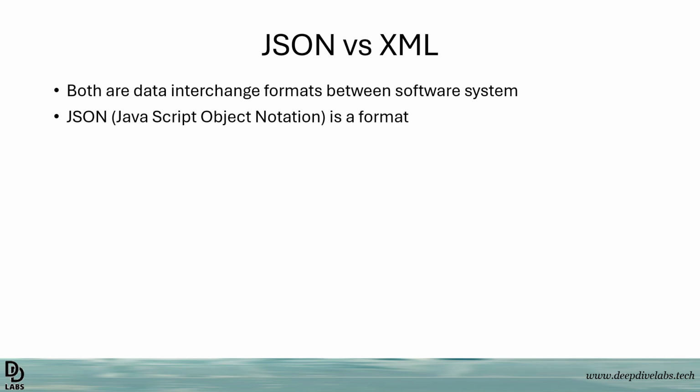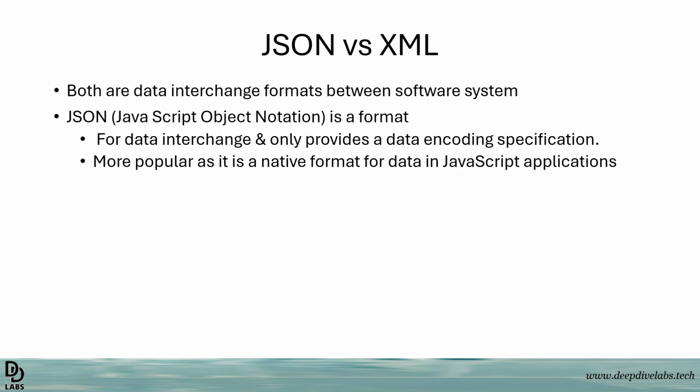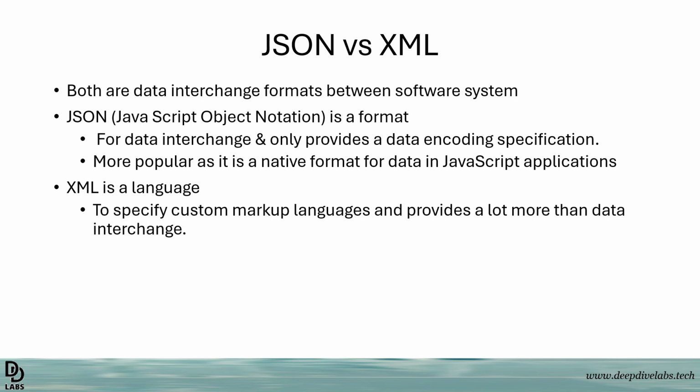JSON stands for JavaScript Object Notation. It is a format for data exchange and only provides a data encoding specification. It is more popular as it's a native format for data in JavaScript applications, whereas XML is a language, right? So JSON is a format, whereas XML is considered a language. It stands for Extensible Markup Language.